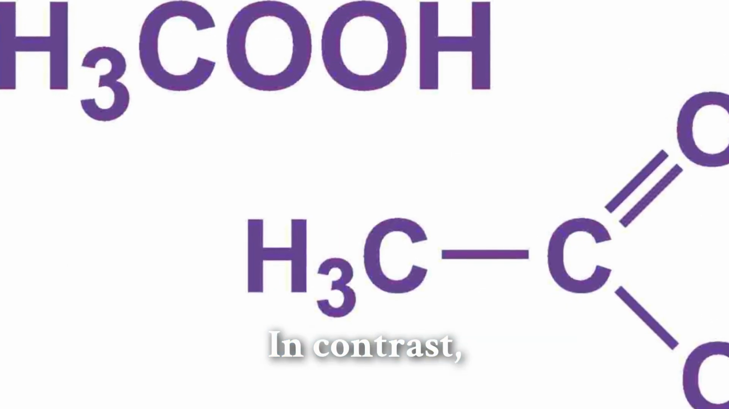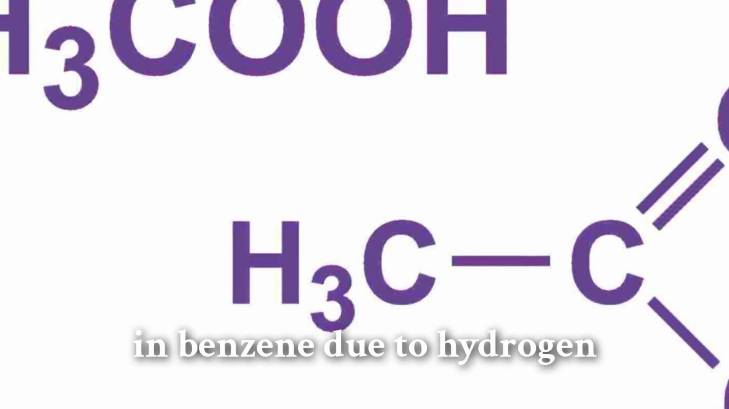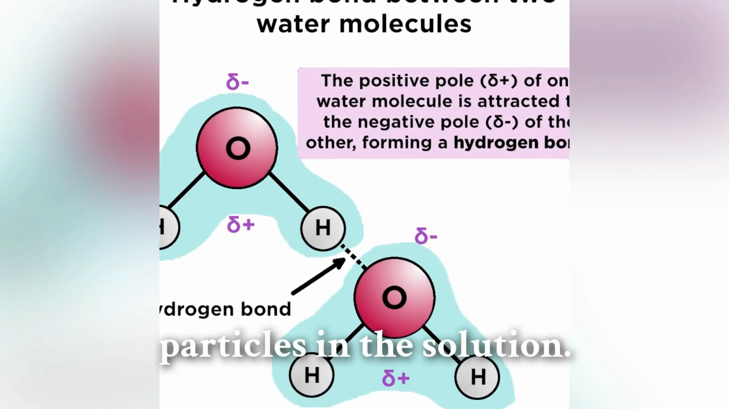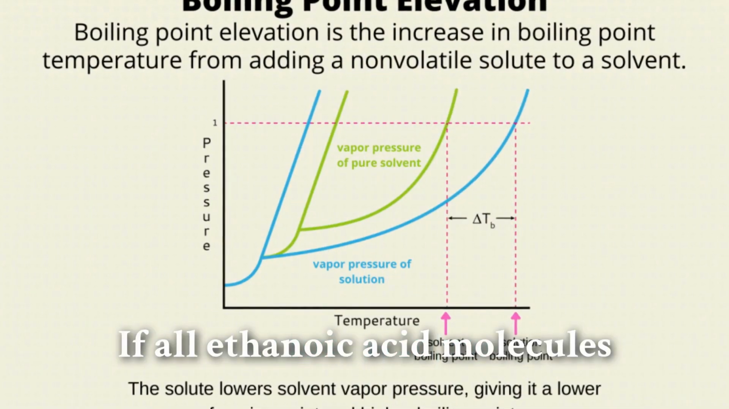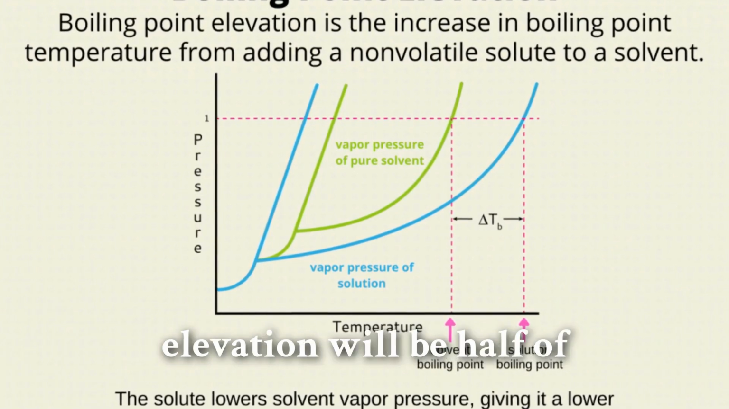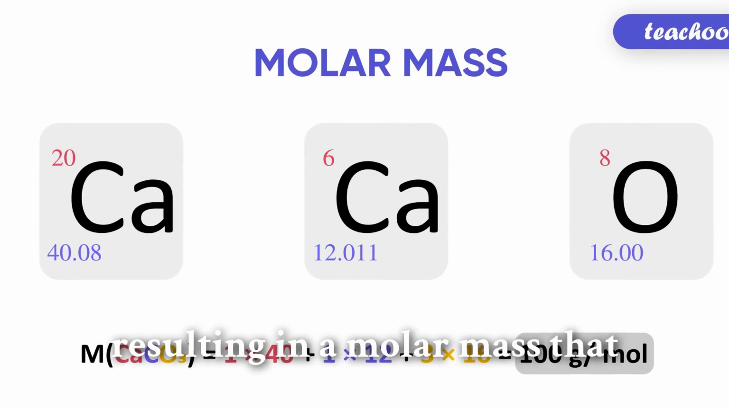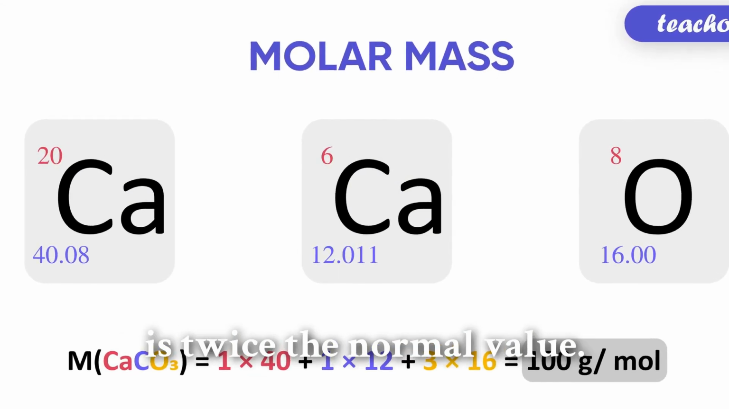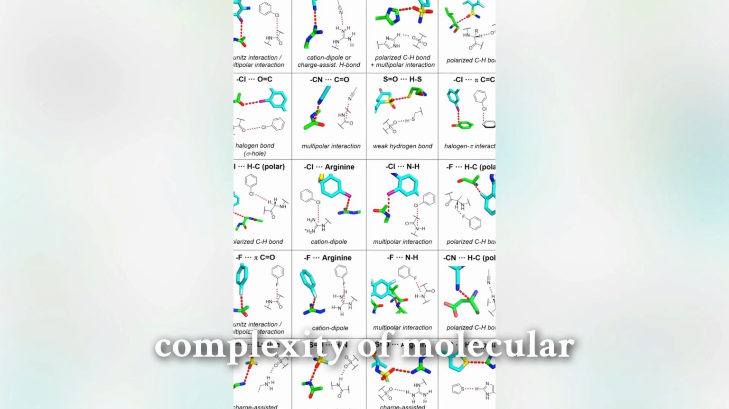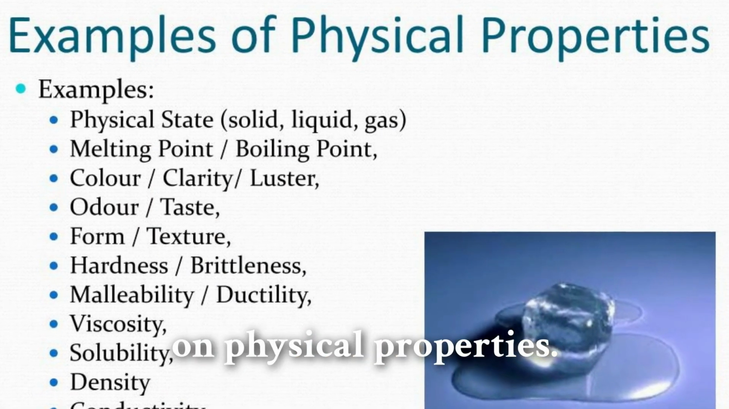In contrast, ethanoic acid molecules dimerize in benzene due to hydrogen bonding, which reduces the number of particles in the solution. If all ethanoic acid molecules associate, the calculated boiling point elevation will be half of the expected value, resulting in a molar mass that is twice the normal value. This phenomenon illustrates the complexity of molecular interactions and their effects on physical properties.